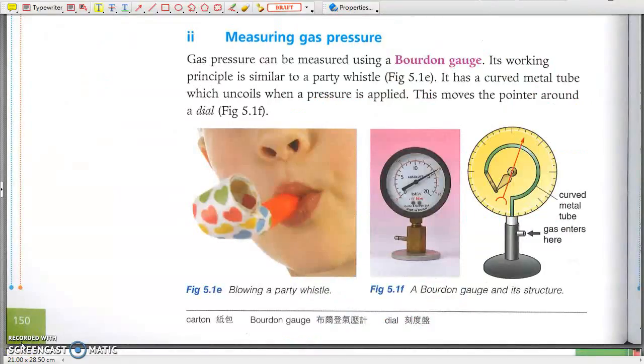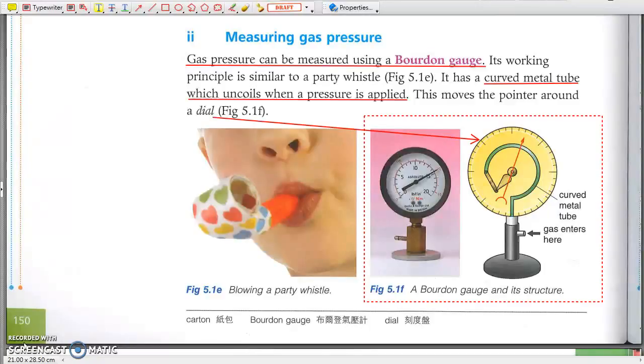2. Measuring gas pressure. A Bourdon gauge is used to measure pressure. When the pressure inside the curved metal tube increases, the tube uncoils. As the pressure is larger, the tube uncoils more, and the pointer is deflected more on the dial.